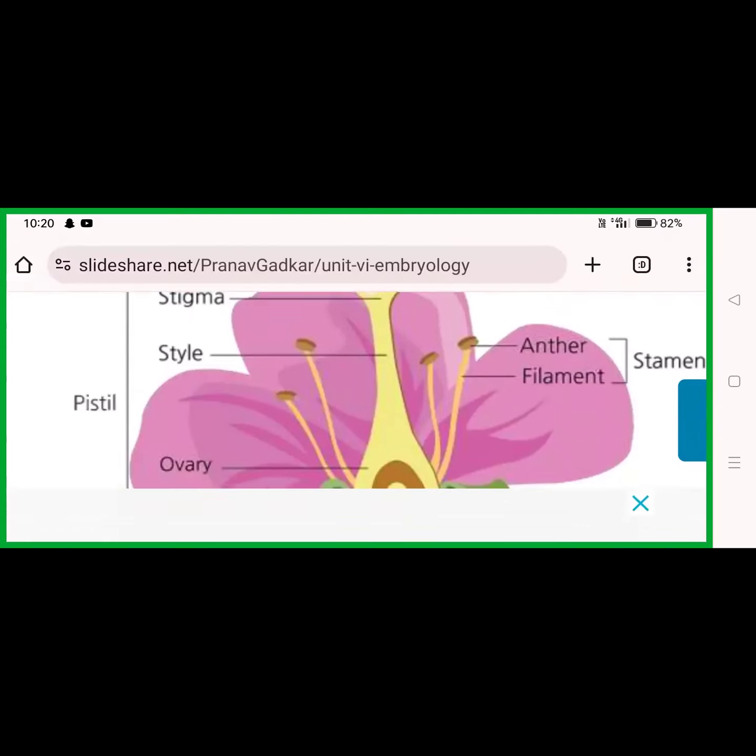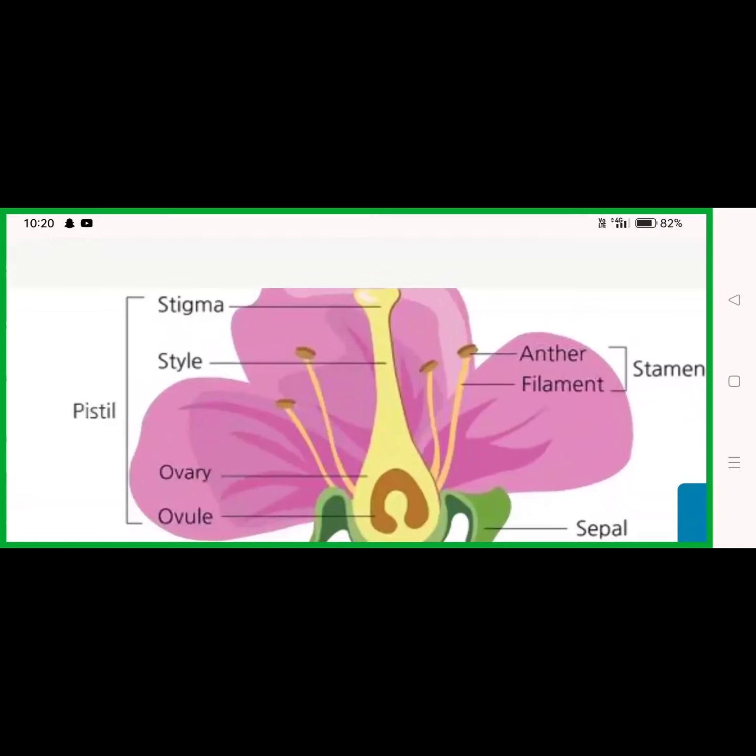And next, coming to the gynoecium. The female reproductive structure in a flower is gynoecium. It consists of one or more free or fused carpels. Each carpel is an ovule bearing modified leaf and is morphologically equivalent to megasporophyll. Androecium is equivalent to microsporophyll. Gynoecium is morphologically equivalent to megasporophyll.